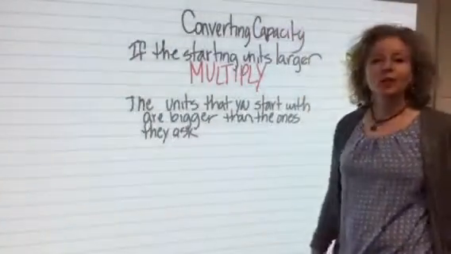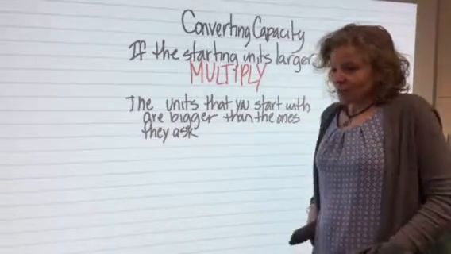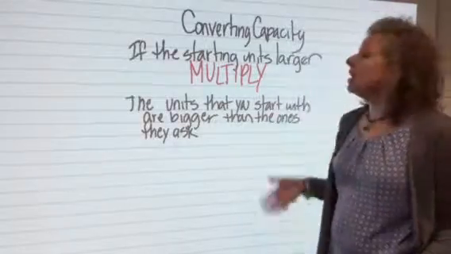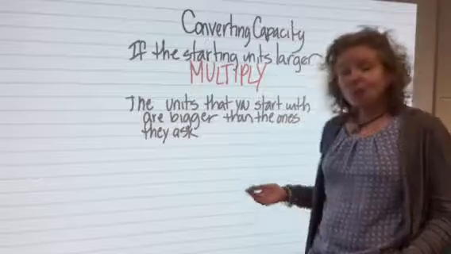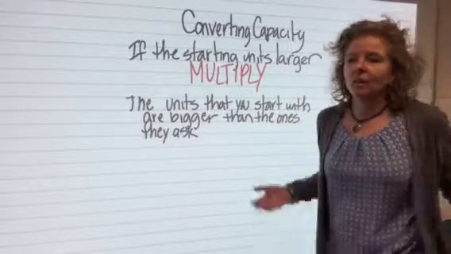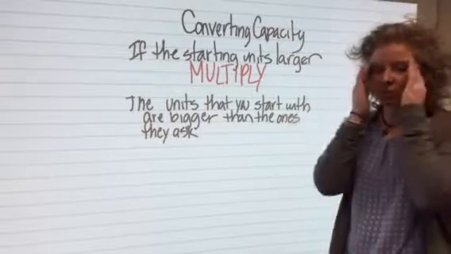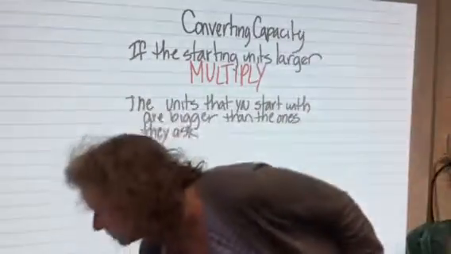Now we're going to talk about converting capacity. Now that you know the units, gallons, quarts, pints, cups, and also the fluid ounces, the teeny tiny ones, smaller than a cup, we have to figure out how to convert those units. Remember, it's the same with length. If you've got different units, comparing them is too hard, so you want to get them in like units.